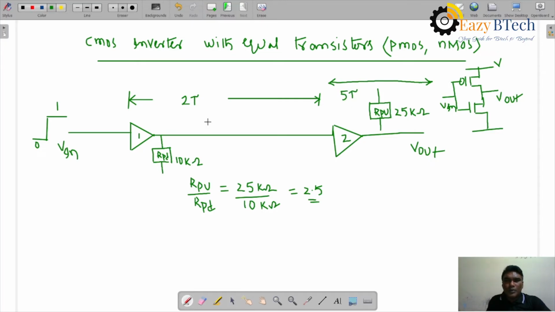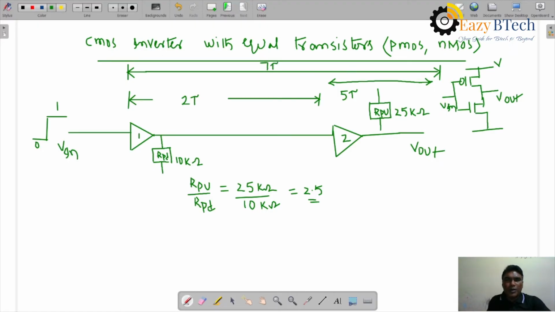Okay, 5 tau. So 10 kilo ohms, 25 kilo ohms, if we take the ratio 2.5, it is 2.5 times more than the pull down transistor 10 kilo ohm resistance. Let us consider it to be 2 tau. So the second inverter time is 2.5 times more, 2 into 2.5, so it will be 5, right? So the total time delay from here to here is how much? 2 plus 5. Total it is 7 tau, 7 nanoseconds.